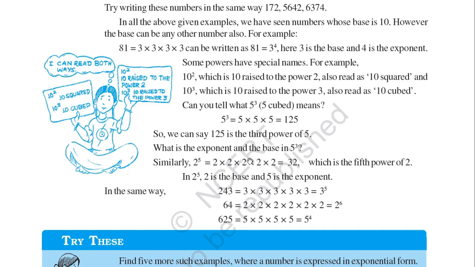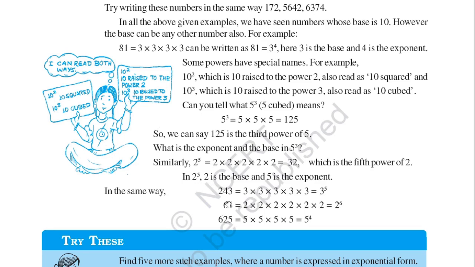What is the exponent and the base in 5 to the power 3? So you can see base is 5 and exponent is 3. Similarly, 2 to the power 5 is 2 into 5 times, which is equal to 32, which is the fifth power of 2. In 2 to the power 5, 2 is the base and 5 is the exponent.